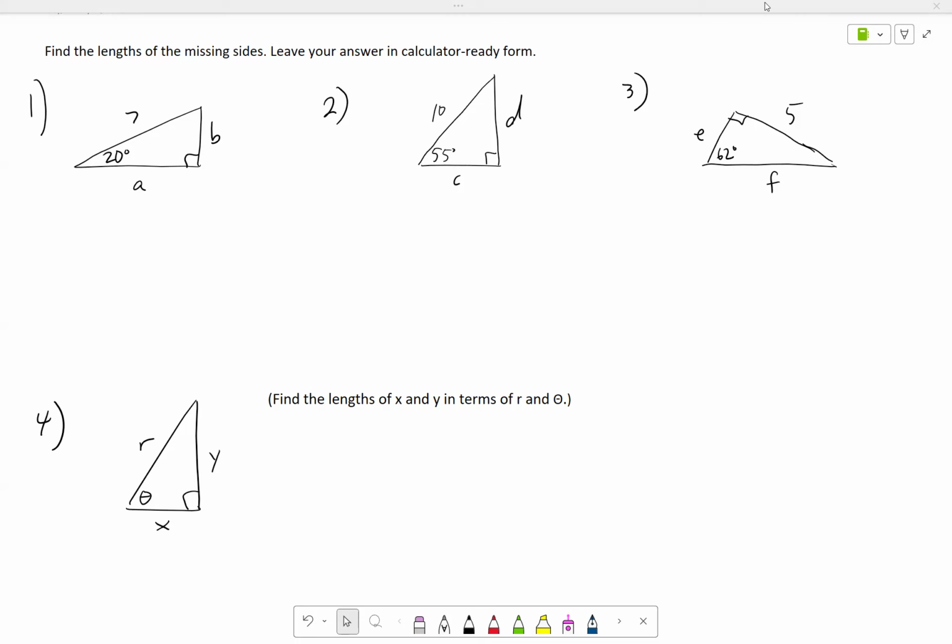Well, since cosine is x over r, or adjacent over hypotenuse, and we know the hypotenuse, you can just reconfigure it. Is that clear? That's all I'm looking for. 7 times cosine of 20. Figure you're going to be doing this for all the triangles. Thank you. I'm done with that problem. It's calculator ready. If you had a calculator for this, you could just have that in.